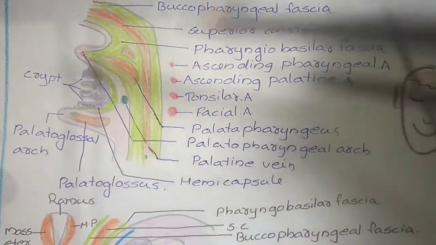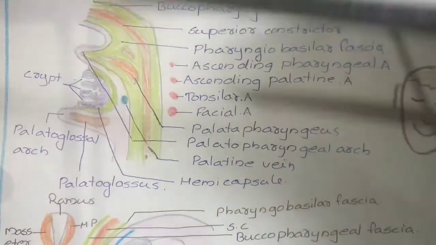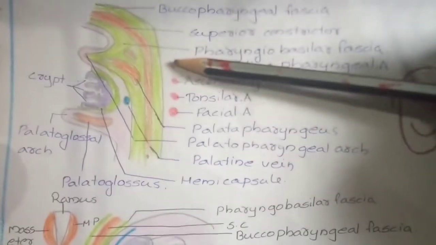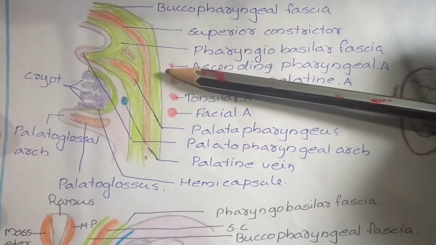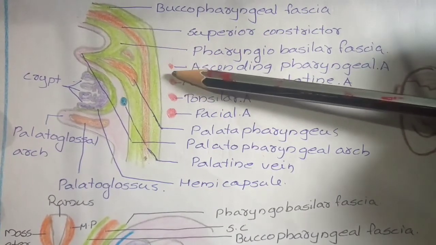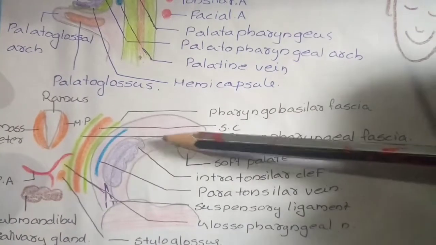We have discussed the lateral, medial, anterior and posterior relations. Now it also has an upper pole and a lower pole. The upper pole is related to the soft palate and the lower pole is related to the tongue. So we can see here the upper pole is related to the soft palate and the lower pole is related to the tongue.